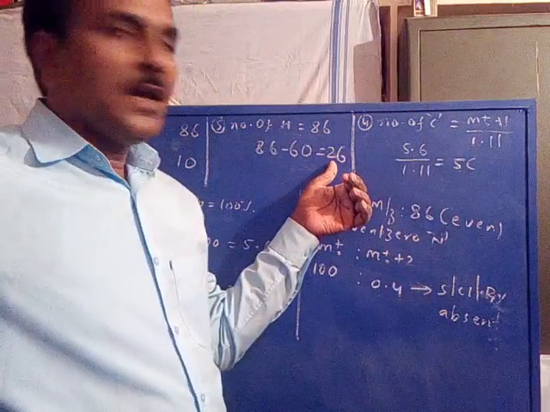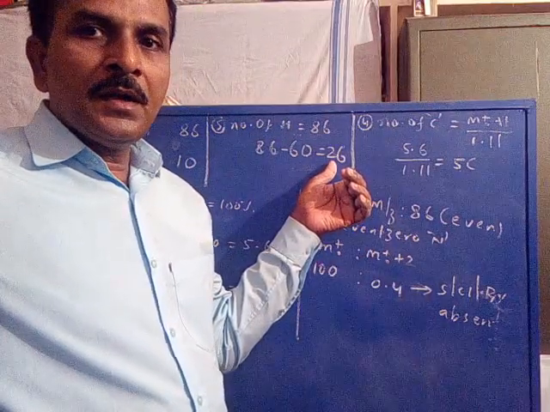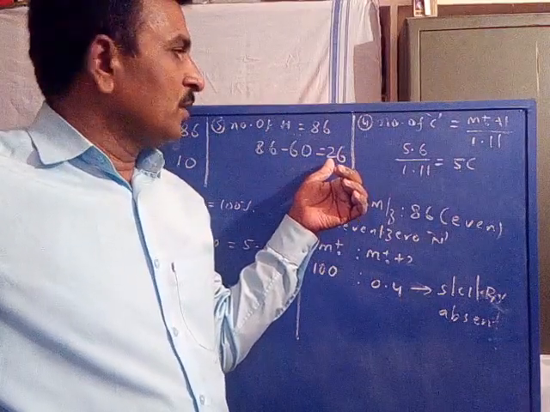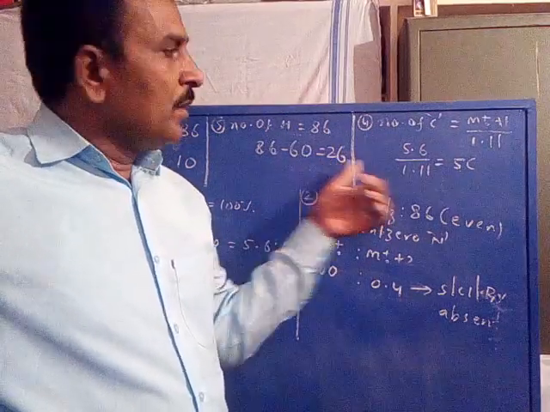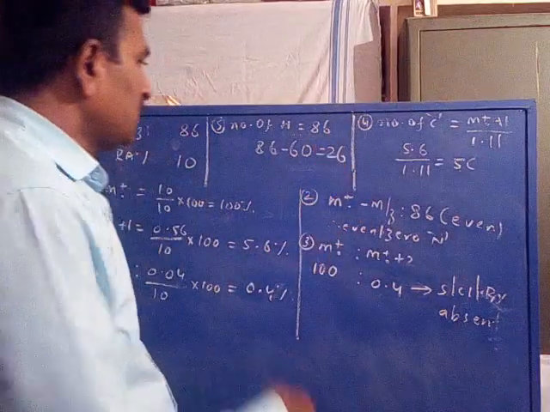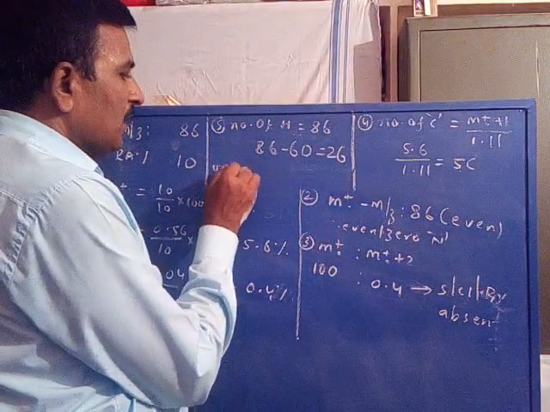Now coming to hydrogen, if we consider all the 26 mass is related to hydrogen, that becomes 26 hydrogens. It is not possible to have 5 carbons with 26 hydrogens. Therefore it indicates one oxygen may be present.